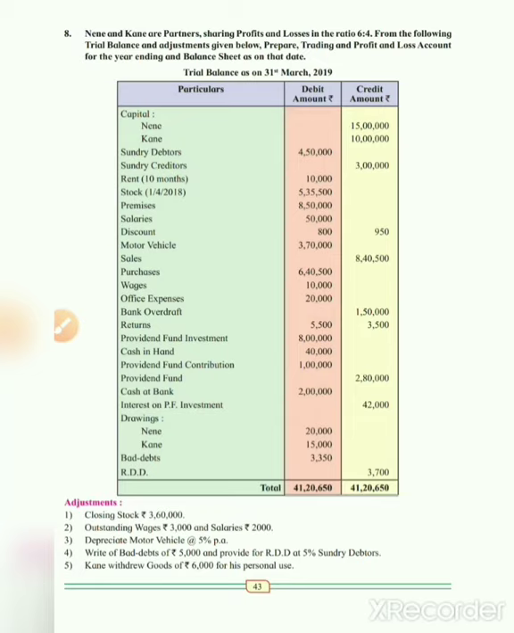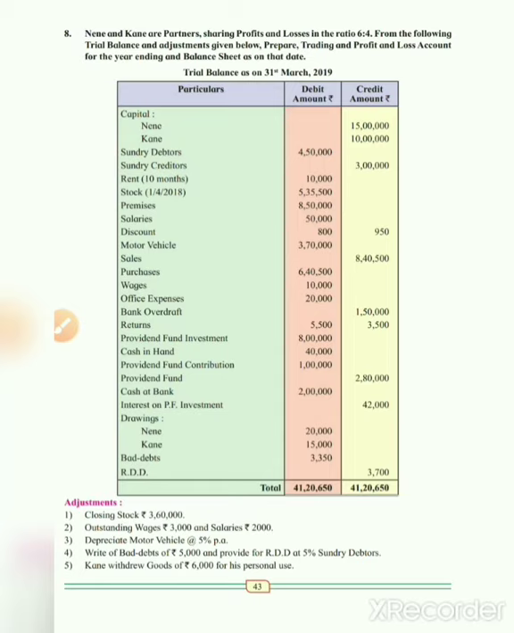Interest on provident fund investment. This item of rupees 42,000 will be added to provident fund on liability side. That means on liability side we have written provident fund by rupees 2,80,000. Now we will add the interest on provident fund investment to this item because this interest is payable to employees by rupees 42,000. By this way, total amount under the heading of provident fund will be 3,22,000 on outer column.